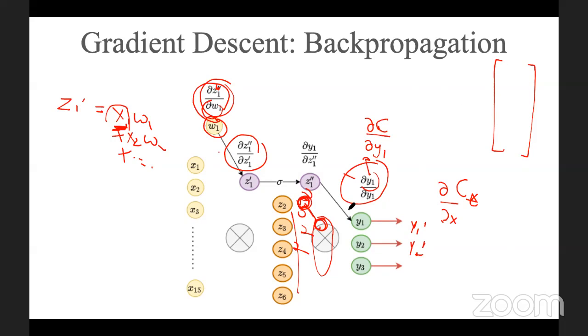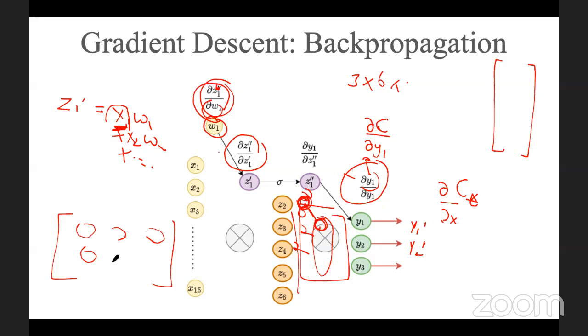matrix, right? So whatever this layer was, if it was 3 by 6, then you create another matrix of size 3 by 6, and you store all those partial derivatives in this matrix, and finally you just multiply that by the step size.